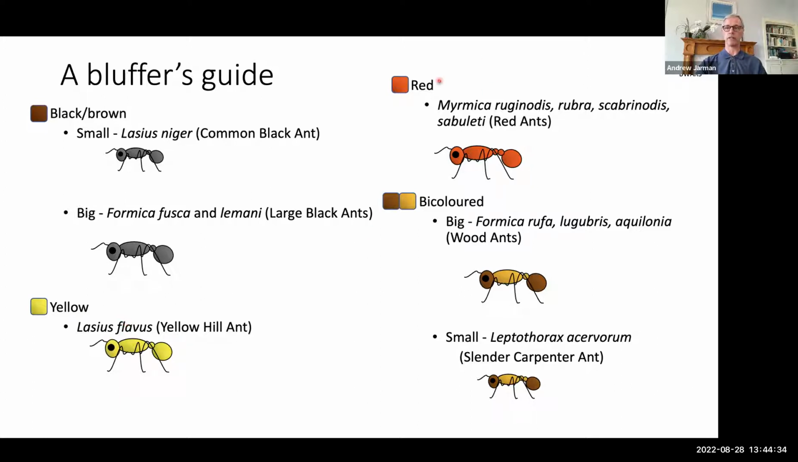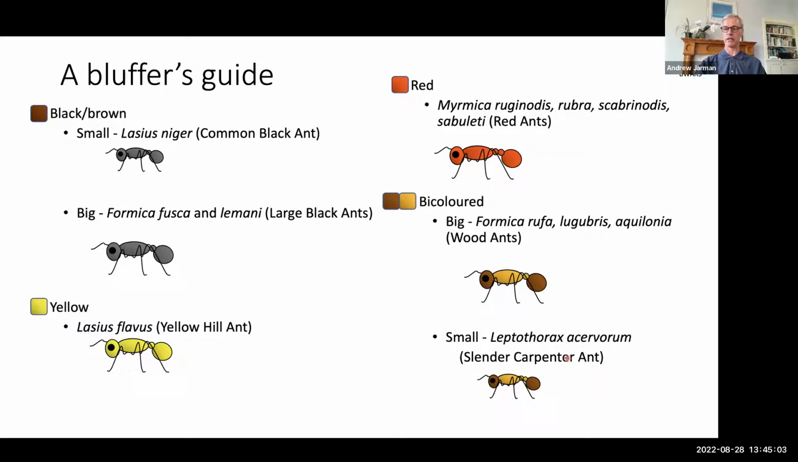If the ant is yellow, then it's very likely to be Lasius flavus, or the yellow hill ant. If it's red, then it's going to be one of the Myrmica red ants. There's quite a lot of species in that genus, but there's quite a number of common species: ruginodis, rubra, scabrinodis, and sabuleti are the common species. And then if it's bicolored and large, then it's most likely to be one of the Formica wood ants, of which we have 3 species in Britain. And if it's bicolored and small, then it will most likely be this ant, Leptothorax acervorum.